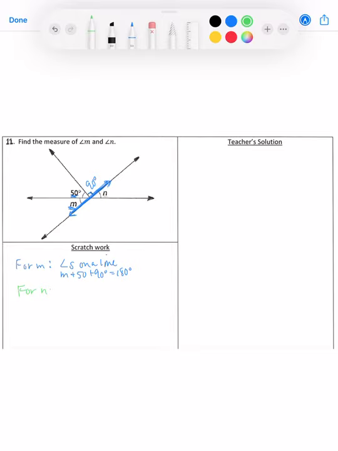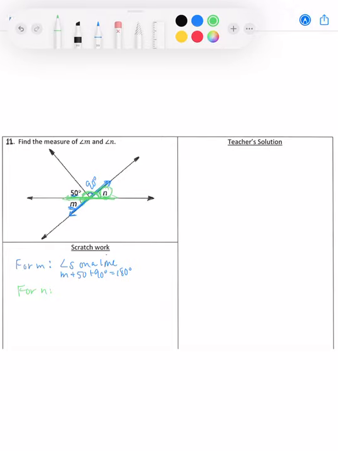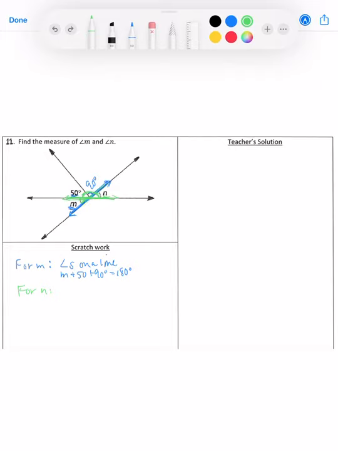N is right here. What are some relationships with N? Well, we could use angles on a line because N plus 90 plus 50 is also equal to 180. But notice that N is also part of this angle here. That's one of the parts of the angle of N, and this is the other part. And N and M look like they have a relationship here.